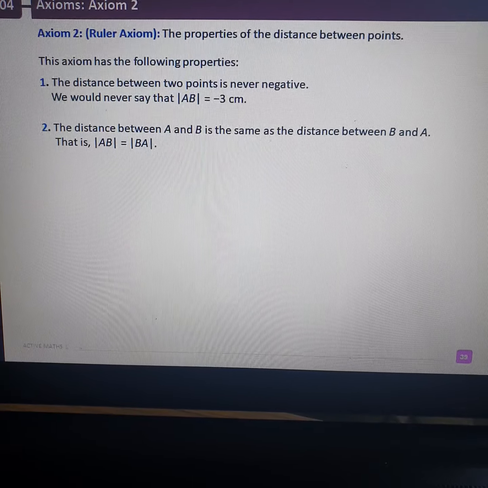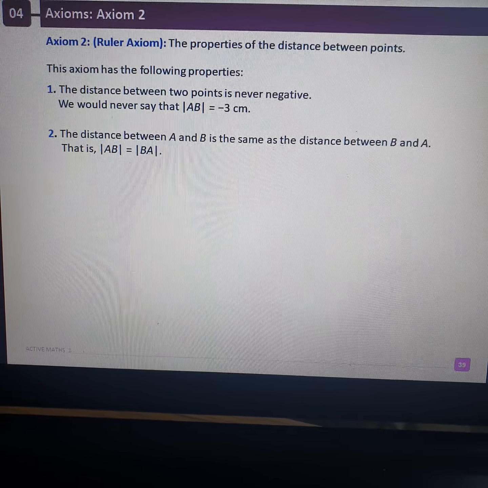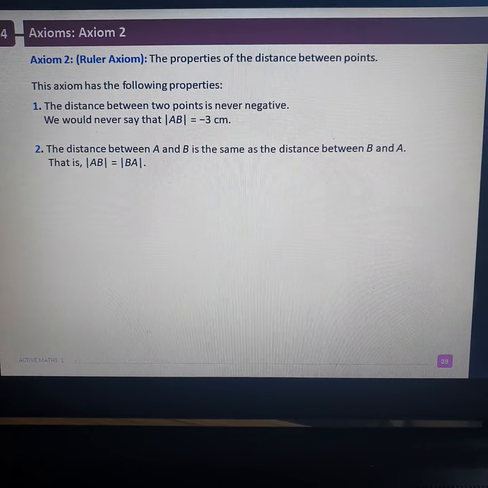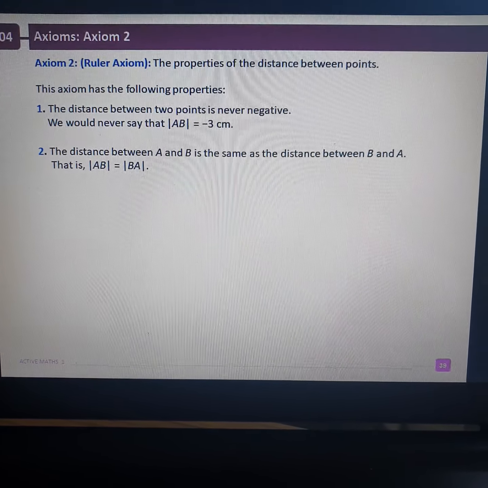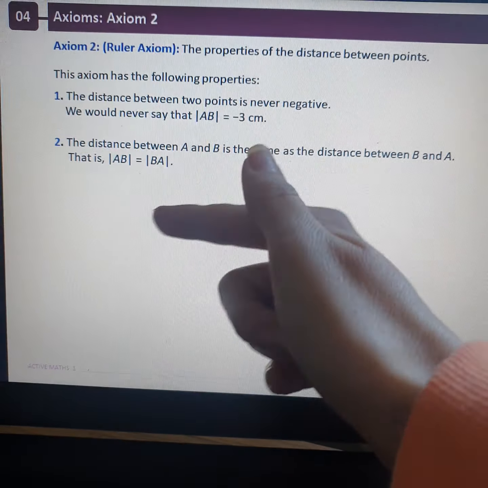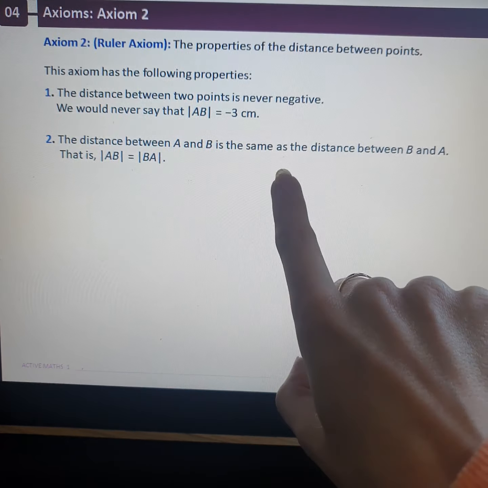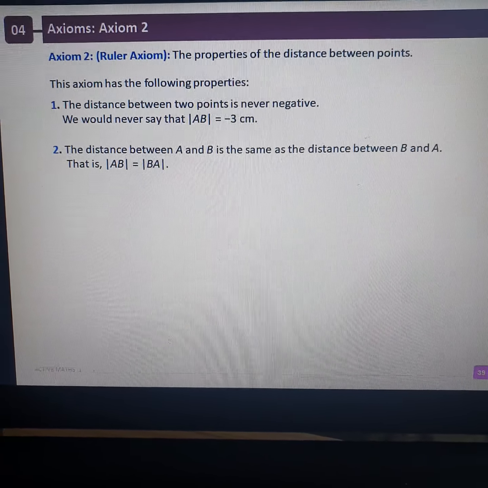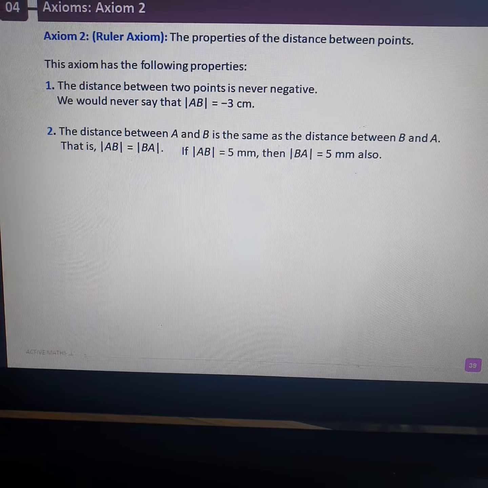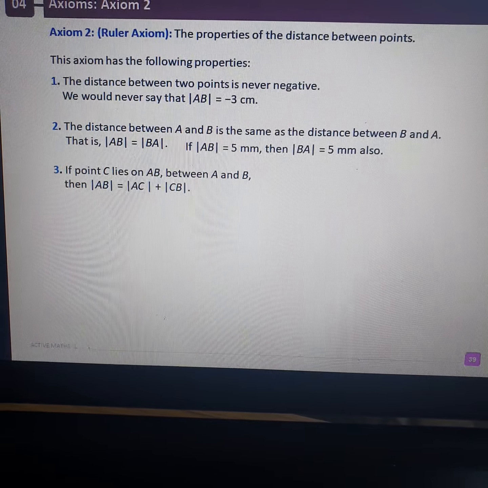Point 2, the distance between A and B is the same as the distance between B and A. We've come across this already, remember in one of your questions, that the length of AB is equal to the length of BA. Remember those straight brackets mean length, or the distance. Length and distance mean the same thing. So the distance from A to B is the same as B to A. If AB is equal to 5 millimeters, then BA would also be equal to 5 millimeters.